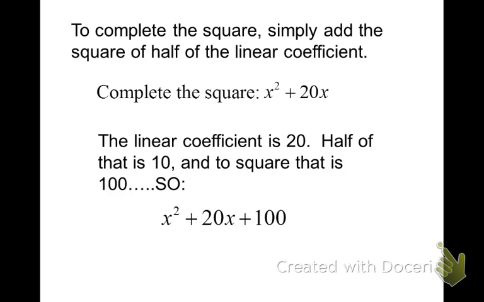So if we're asked to complete the square on x squared plus 20x, we add 100 to make that a perfect square. You'll notice that's a perfect square trinomial, which factors to x plus 10 quantity squared. So that's the general idea of what completing the square means. We're going to take whatever we have that's a quadratic, and we're going to make it a perfect square trinomial.